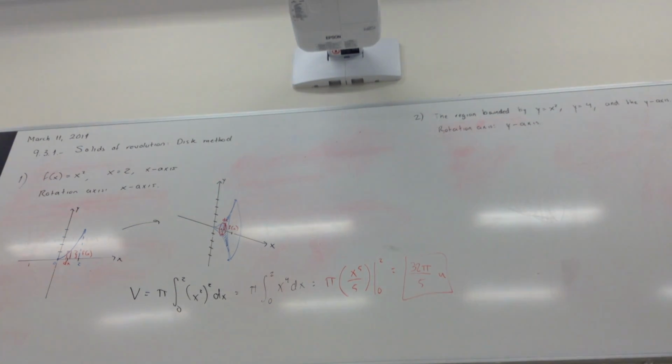Okay. Now, second exercise says the region bounded by, again, y equal to x squared, y equal to 4, and the y-axis, and the rotation axis is the y-axis. So this time is going to be with respect to y. The figure is going to be different. We need to change the function, no?